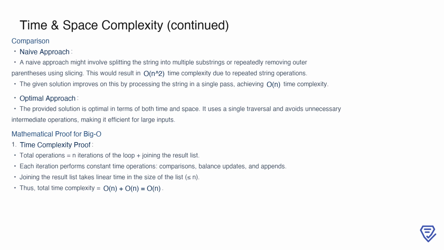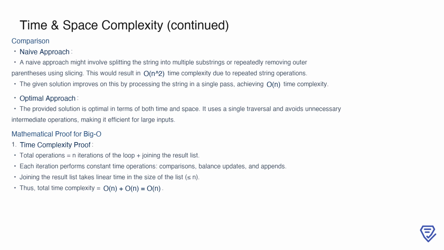Comparing this to a naive approach highlights the efficiency of the given solution. In a less optimal method, one might repeatedly slice the string or split it into multiple substrings to remove the outermost parentheses, which could lead to O(n²) time complexity due to the repeated operations on the string. By contrast, the provided solution processes the string in a single pass, achieving O(n) time complexity. This is a significant improvement, especially for larger inputs.